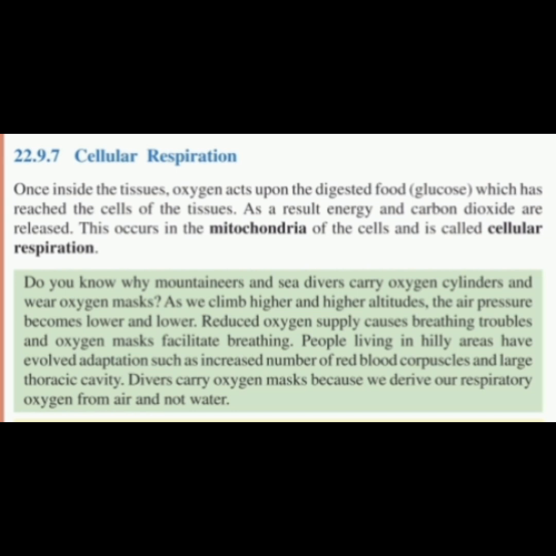Do you know why mountaineers and sea divers carry oxygen cylinders and wear oxygen masks? As we climb to higher and higher altitudes, the air pressure becomes lower and lower. This reduces the oxygen supply, causing breathing trouble, and oxygen masks facilitate breathing. People living in hilly areas have evolved adaptations such as an increased number of red blood corpuscles and a large thoracic cavity. Divers carry oxygen masks because we derive our respiratory oxygen from air and not water, right?